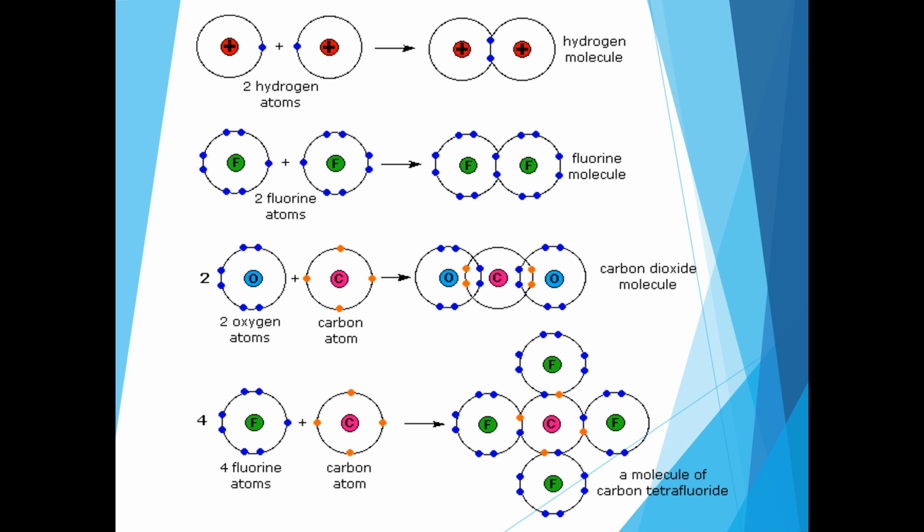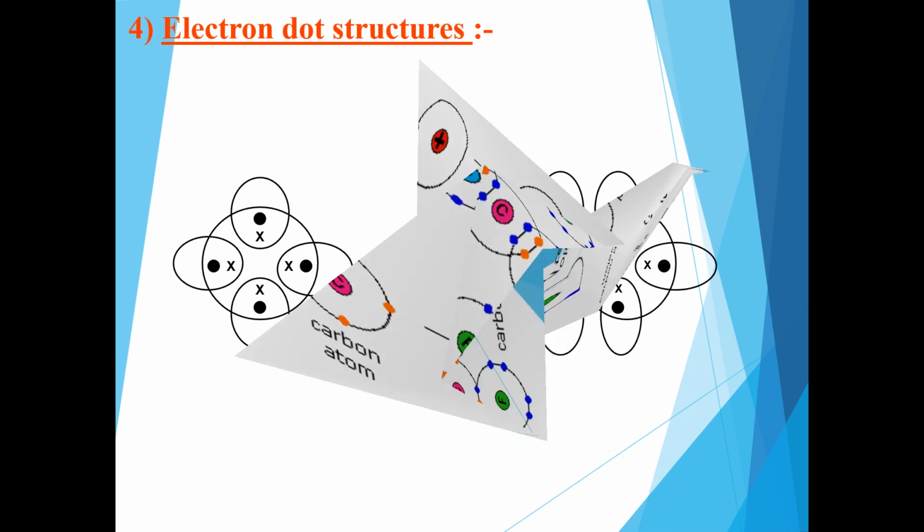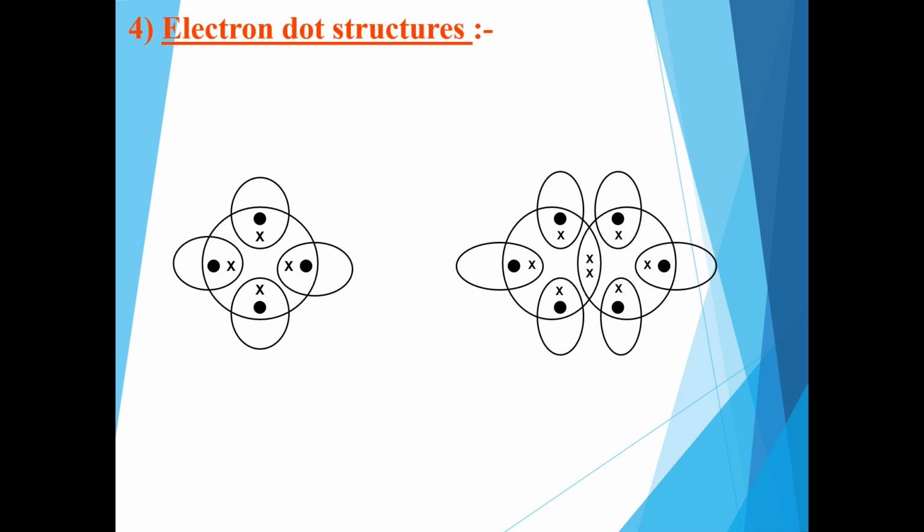Some other examples are carbon dioxide, where oxygen has 6 electrons in the outermost shell and carbon has 4. Two oxygen atoms will combine with carbon by double bonds. And the next molecule is CF4, carbon tetrafluoride. This will be formed by sharing of 4 electrons by carbon with 4 fluorine atoms. Now electron dot structure.